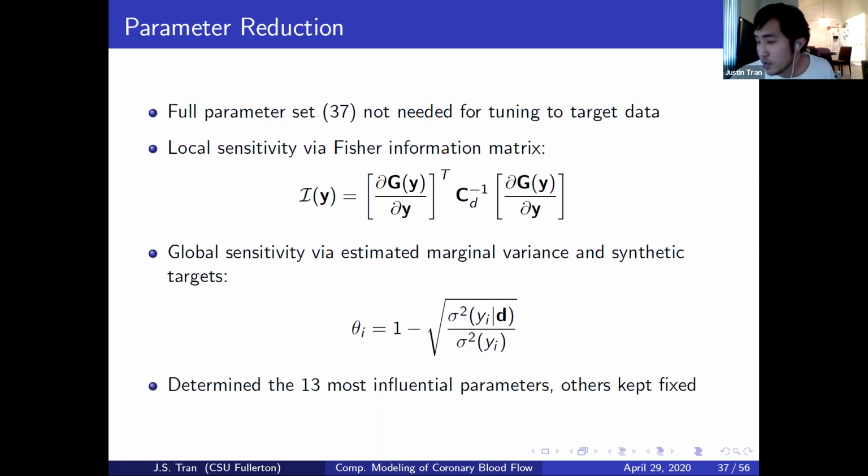So the first step for this project was to reduce this to a set that's much more tenable. The way that we did this was we performed sensitivity analysis. We did both local and global sensitivity. Through that analysis, we were able to reduce our parameter set from 37 down to 13. So 13 is a much easier set of parameters to work with than 37.